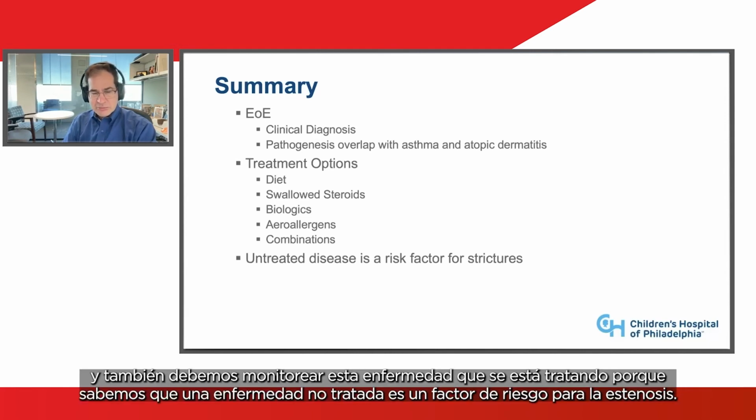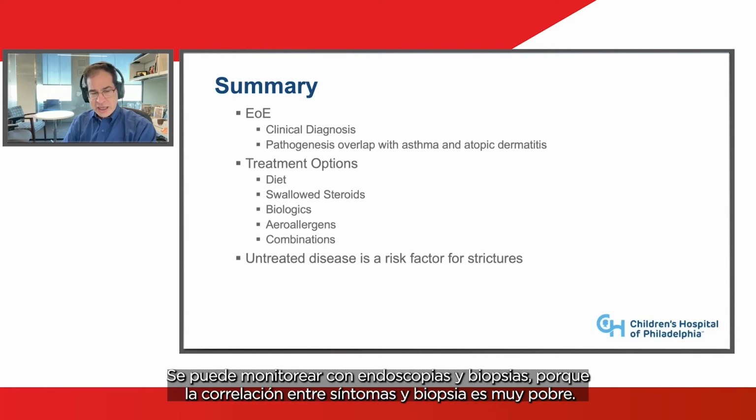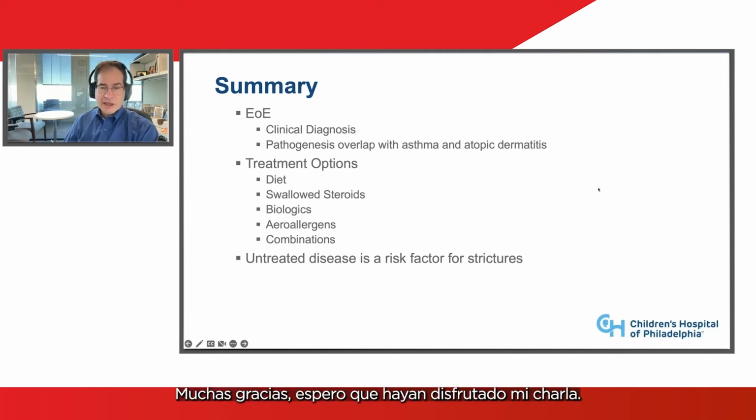And we do need to monitor and treat disease, because untreated disease we know is a risk factor for strictures. And the way we have to monitor them, as we mentioned before, is really doing an endoscopy with biopsies, because there's a really poor correlation between symptoms and biopsies, unfortunately, at the current time. So thank you, and I hope you enjoyed my talk.